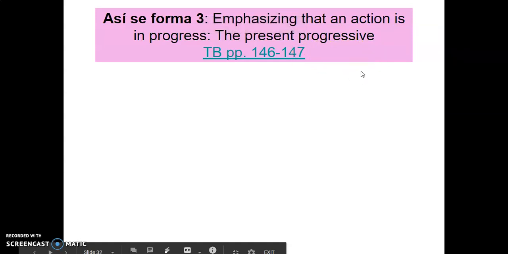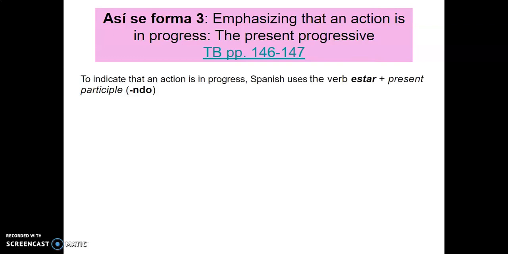We're going to be talking about the present progressive tense. So what is the present progressive tense? The present progressive is a tense that we use to indicate an action that is in progress.